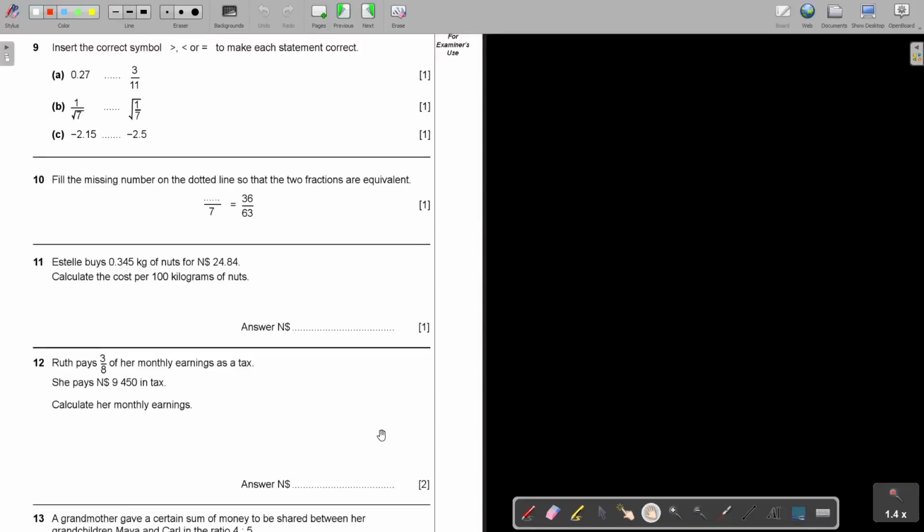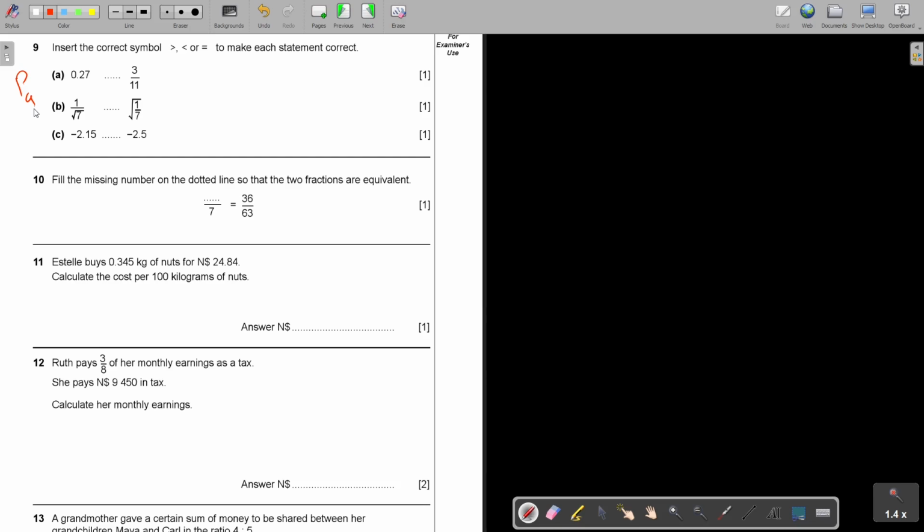Mathematics Ordinary Level, Paper 1, 2022, Part 2. Let's continue with question number 9. Insert the correct symbol, bigger, smaller, or equal, to make each statement correct. You will find this on page 9 in the Mathematics Ordinary Level textbook, Part 1, Grade 10, 11.